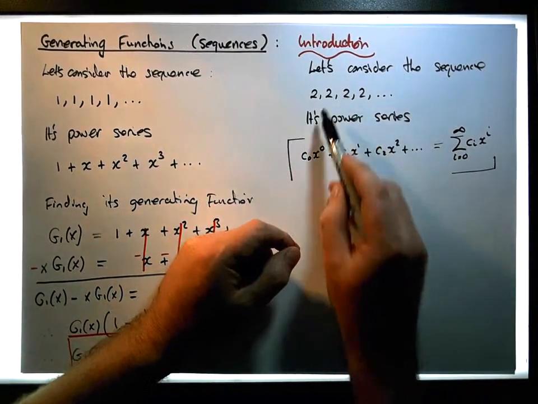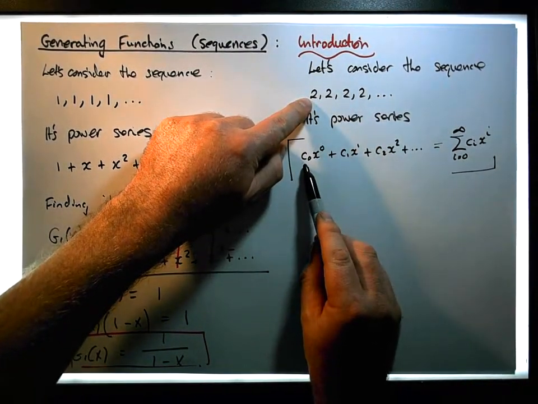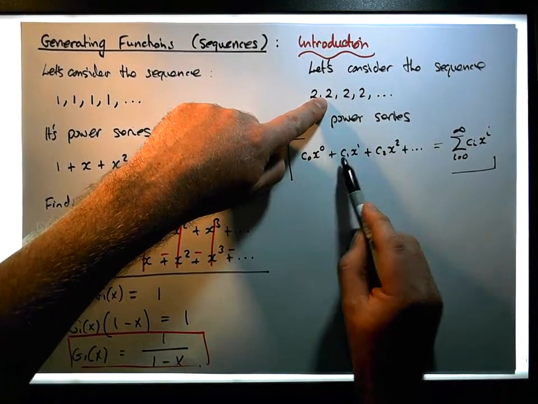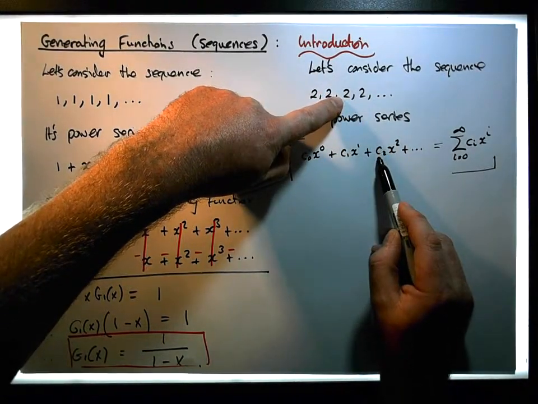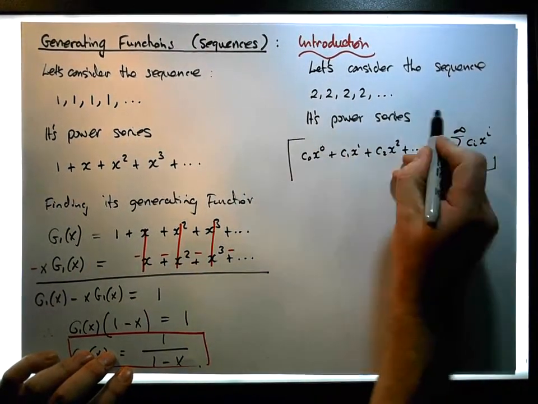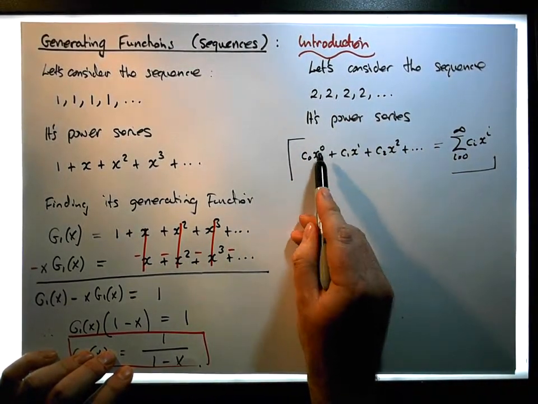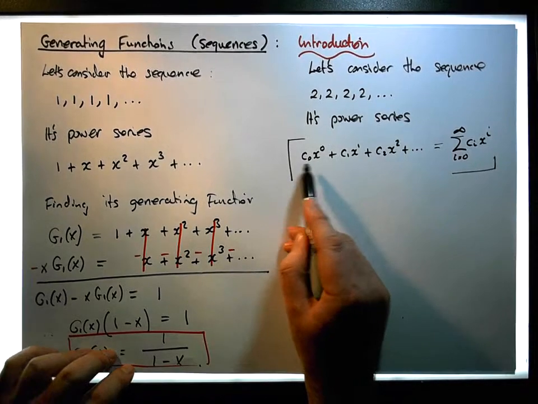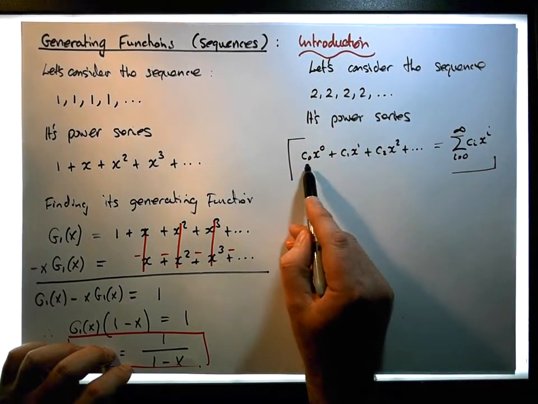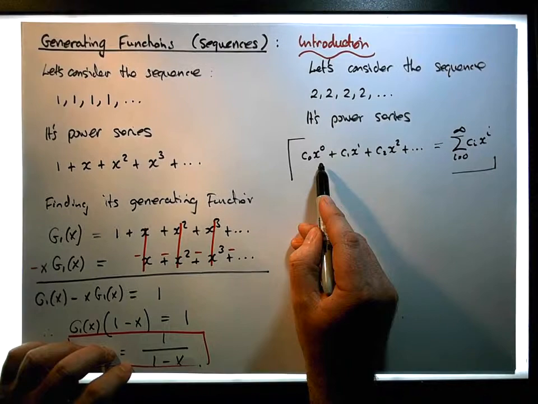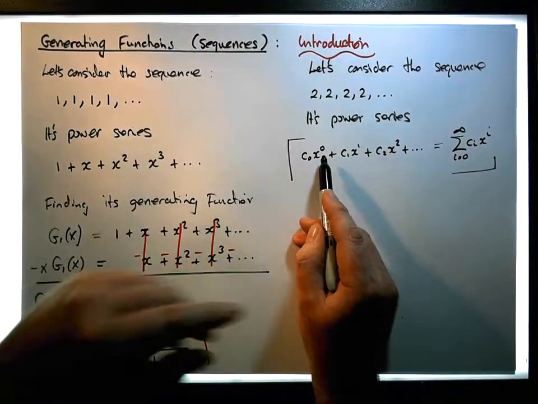So in this situation, the first term represents the first coefficient, the second term represents the second coefficient, the third term represents the third coefficient, and so on. So the power series for this particular sequence is simply, don't forget, x to the 0 is always equal to 1. So the first term in the power series doesn't appear to have an x, but it's there, it's x to the 0, which is 1.